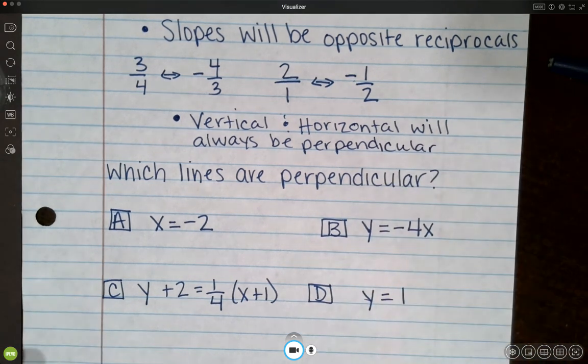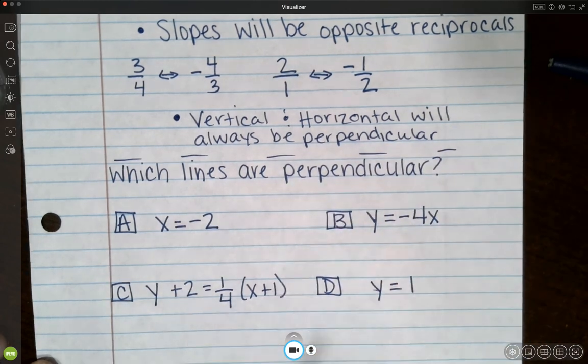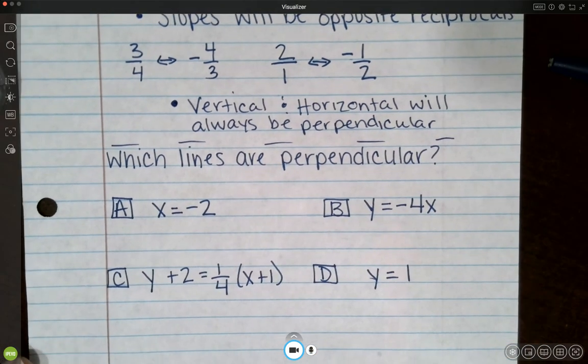All right, so go ahead now that we know these points, pause the video and name which sets of lines would in fact be perpendicular to each other. Go ahead and pause the video as needed.